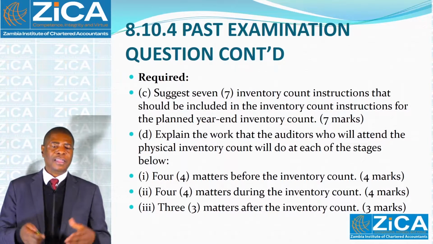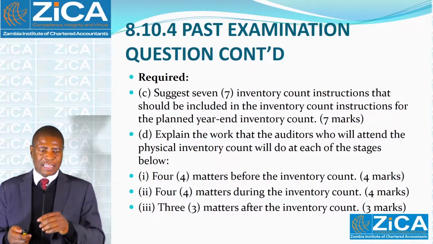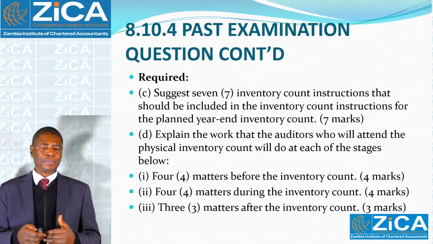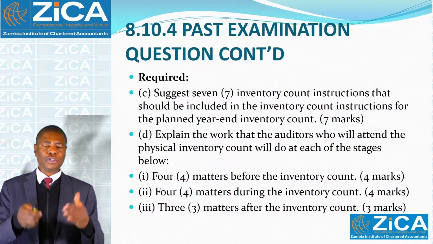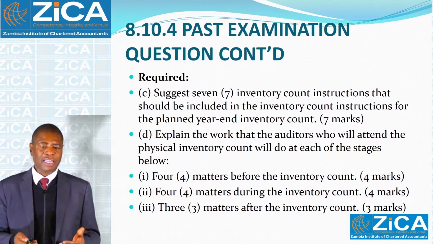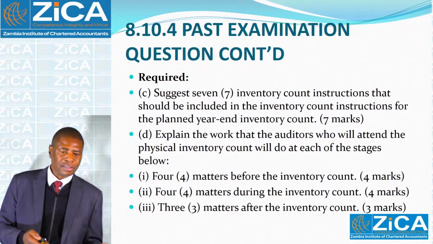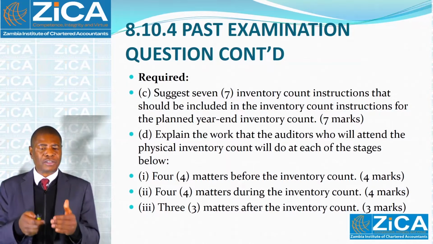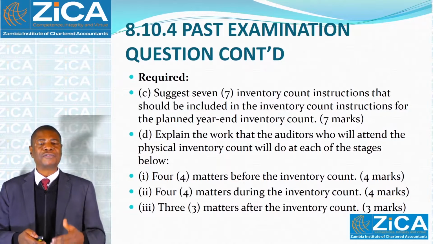Those are simple things which people should be able to get, and get part of the 7 marks. The next under Part B was: explain the work that auditors who will attend the physical inventory will do at each stage. Before the inventory count, there should be some planning. As an auditor, you should know what inventory will be counted, where it is, and be able to visit. Then during the inventory count, you are checking whether people are following the instructions. That's very important. Then you also do test counts. You do not do the counting yourself as an auditor. No, the counting is for the client.